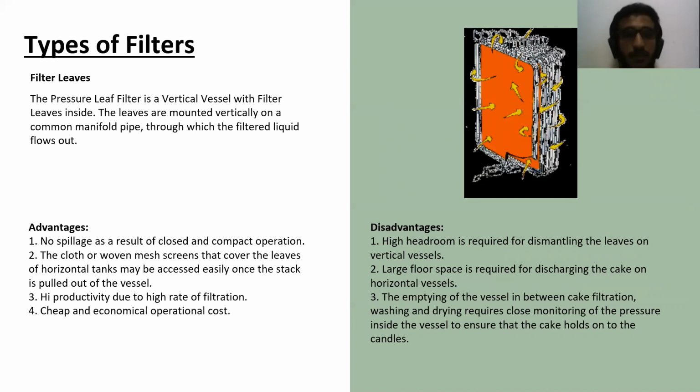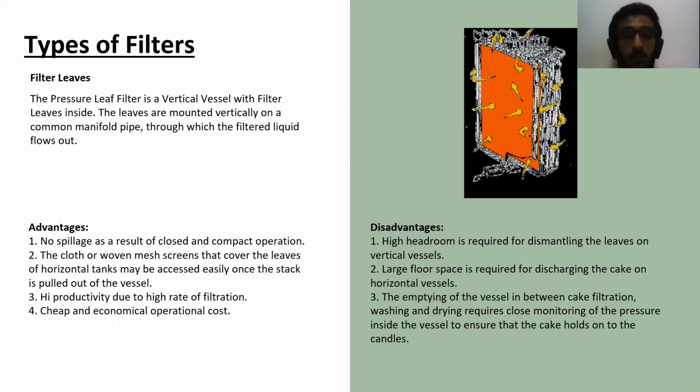The other type is the filter leaves type, which is a pressure leaf filter. That's a vertical vessel with filter leaves inside. The leaves are mounted vertically on a common manifold pipe through which the filtered liquid flows out. And there are advantages specifically for this type, which are no spillage as a result of the closed or compact operation.